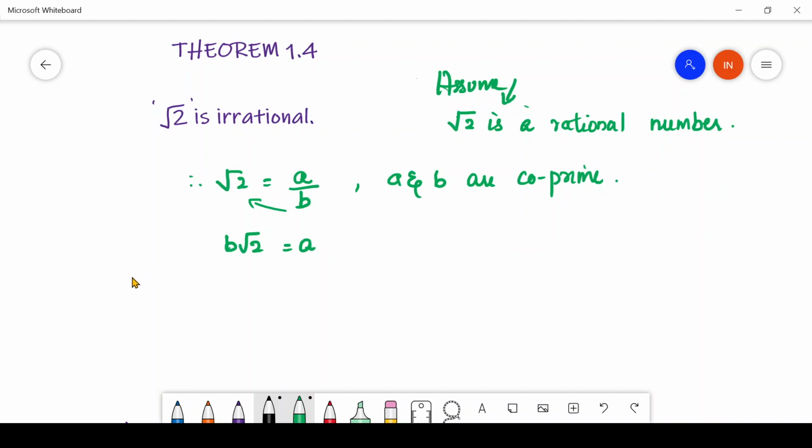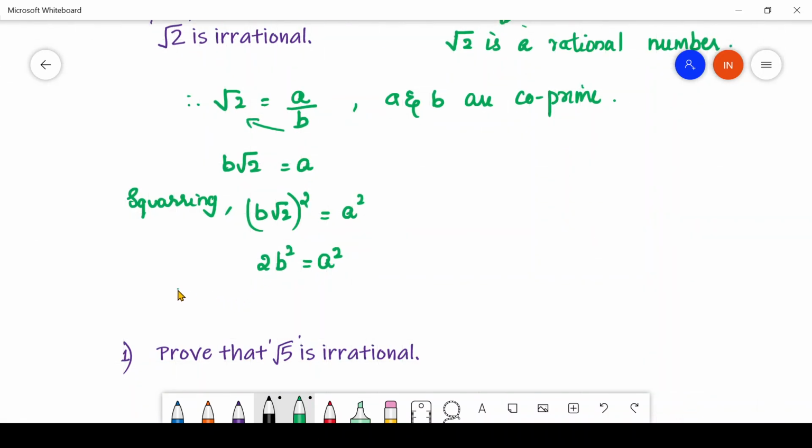Next step, we are going to square. On the left hand side, b root 2 the whole square, and the right hand side becomes a square, right? So this will come as root 2 square, that is 2, times b square. So 2b square is equal to a square. I hope this much is clear. Now let a be equal to 2c. I'm taking a as 2c. I have marked 2b square is equal to a square as equation number 1.